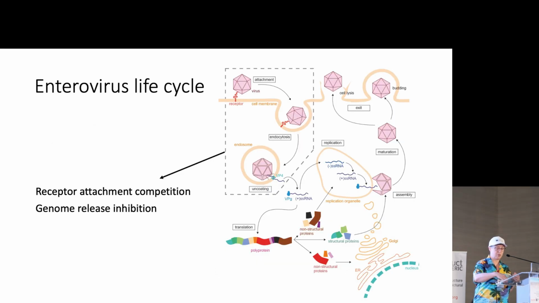So in terms of the life cycle, this is a schematic of the whole life cycle, and today we're just going to focus really on the inhibition of this attachment and entry process, which in this case is via endocytosis, and the viral RNA is uncoated within the endosome.